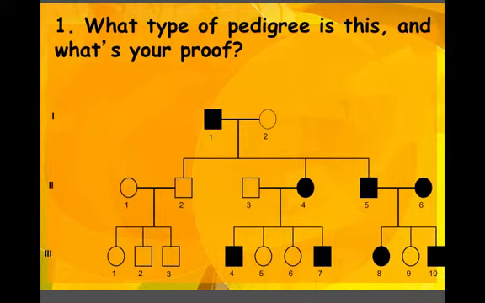So what type of pedigree is this, and what's your proof? We're trying to figure out, is it dominant or recessive? Is it sex-linked or autosomal, meaning not related to a sex chromosome? In this particular case, we notice that males and females are both afflicted, meaning that more than likely it is an autosomal trait, and it does not skip any generations, meaning that more than likely it's dominant.